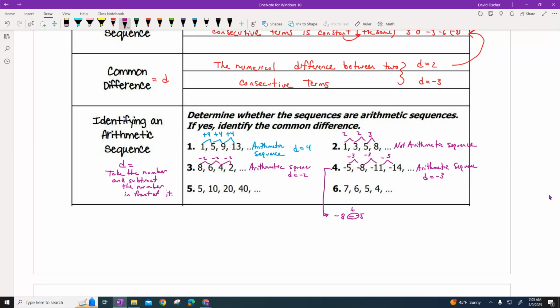Obviously, we're going up. We went from 5 to 10. We just went up 5. Should have put a plus up here. I went from 10 to 20. I just went up 10, so I can stop right there. I don't need any more. If it breaks the rule one time, it's not an arithmetic sequence.